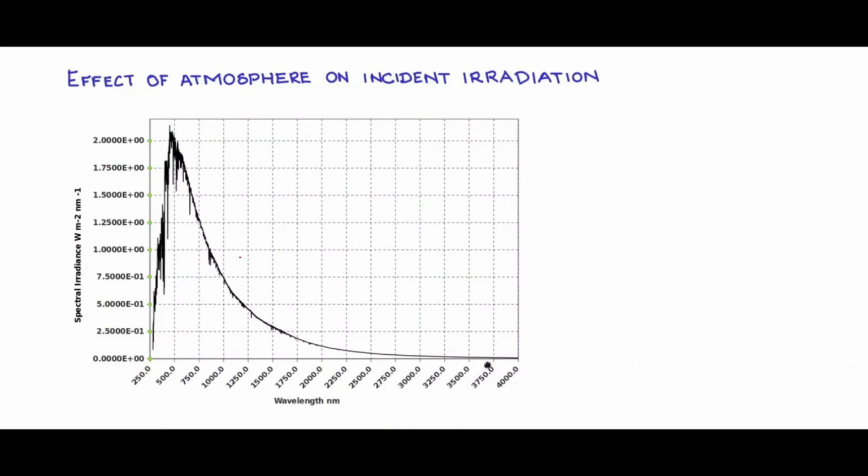This graph shows the curve between extraterrestrial spectral irradiance in watt per meter square per nanometer versus wavelength. If you observe this black curve, this is the behavior of spectral irradiance in the extraterrestrial area, before entering into Earth's atmosphere.